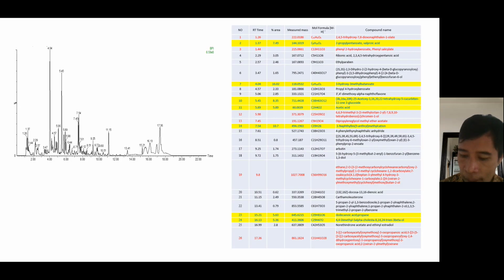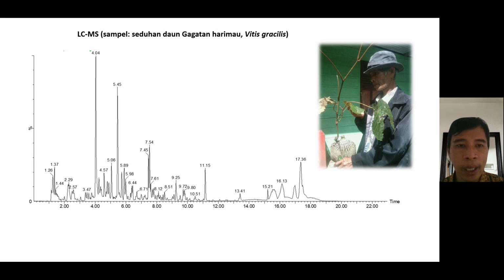and later here it is in another study recently. I have a joint research with researchers from North Sumatra University and also from Indonesian University. So we focus on revealing the metabolite profiling of Ficus gracilis. This is a kind of wild grape, locally named Gagatan Harima, from North Sumatra.